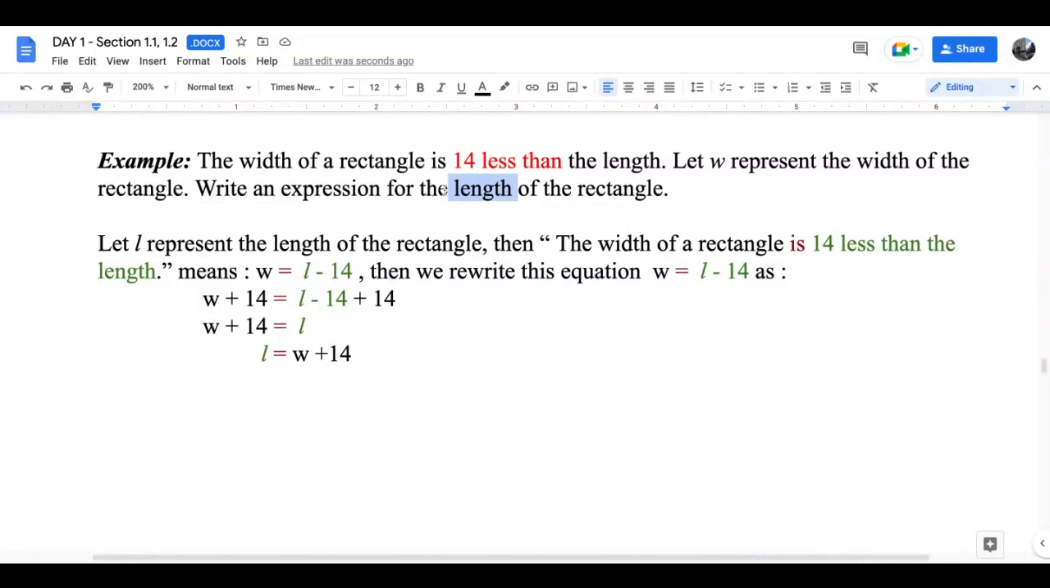But we want to write the length in terms of the width. That means we want to rewrite it. We add 14 on both sides. So that means the length equals the width plus 14. All right. Anyone has any questions?